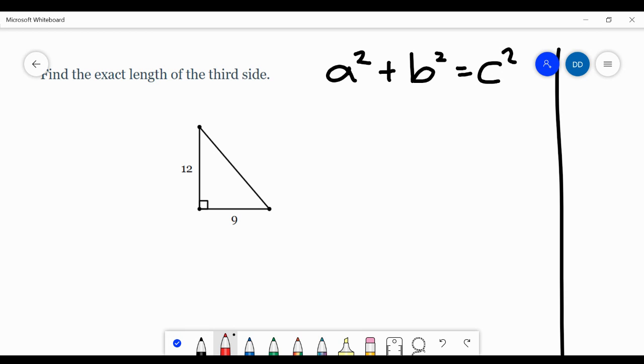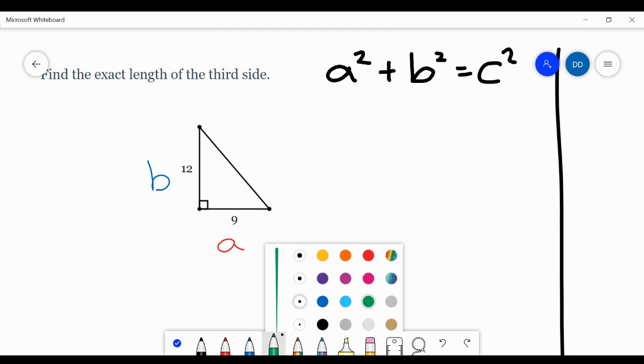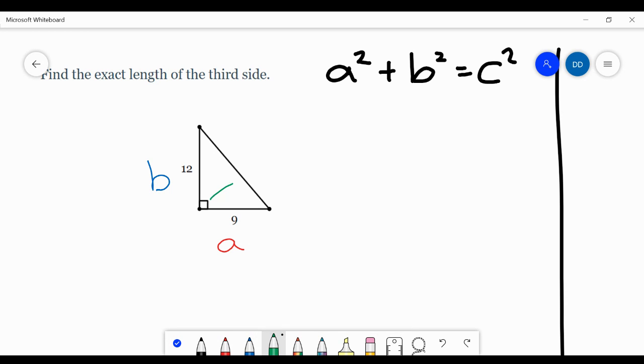So let's start with our legs. Let's label those. I'm going to label this one A. I'm going to label this one B. And then the hypotenuse, like we said before, is always opposite the right angle, so that's going to be C. So we know what A is, we know what B is, but we don't know what C is. So that's the only term that's going to stay a variable.